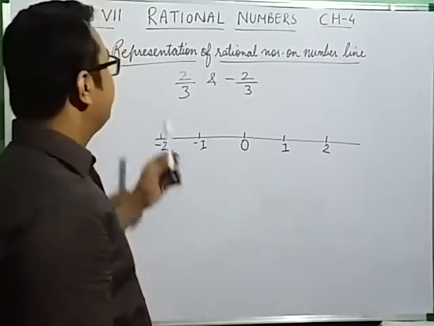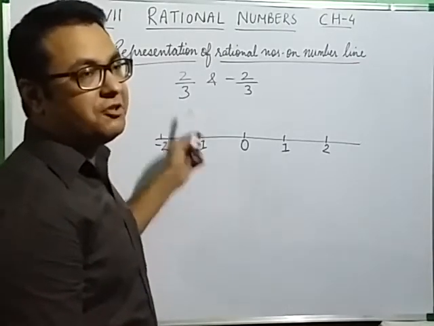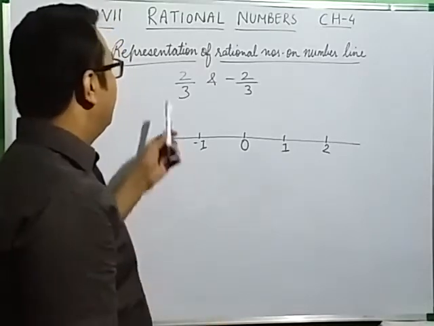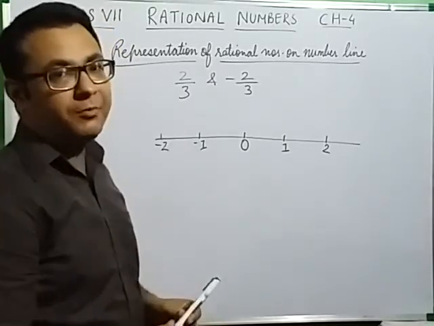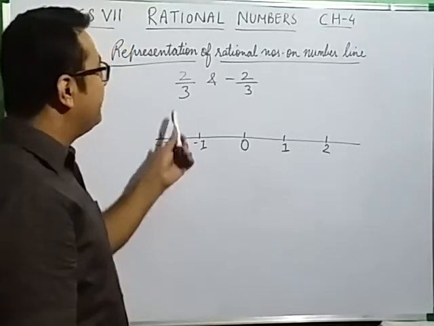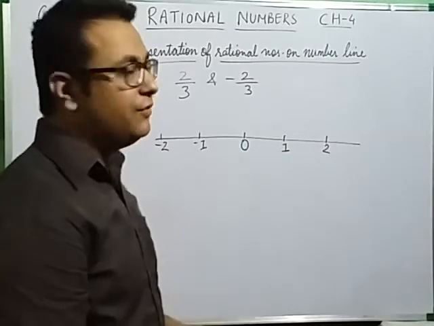First thing, we have to check whether the given rational number is a positive rational number or negative rational number. When the sign of both the numerator and denominator is same, it is positive rational number. So 2 upon 3 is positive rational number and it will lie on the right hand side of 0.